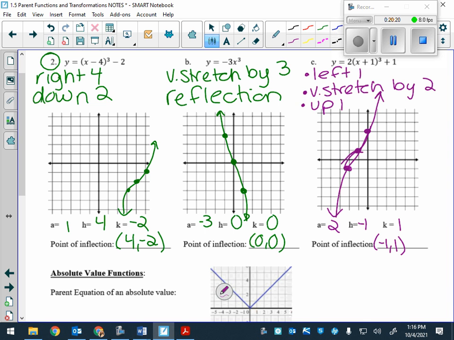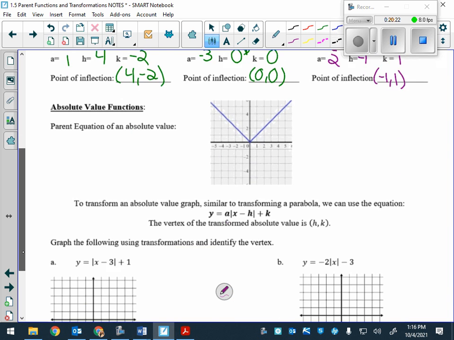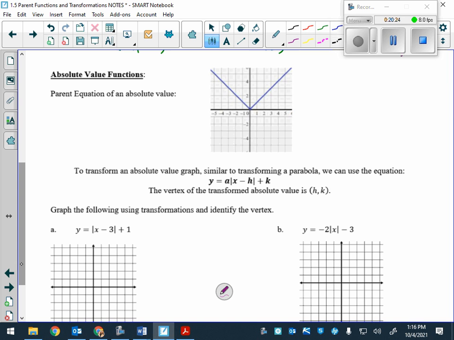Okay, the next one is very easy. The absolute value function. It's very similar to a quadratic where you have your vertex of HK. However, two things. You should graph, again, 5 points is what we're looking for. But in some cases it's off the graph, so you might only be able to do 3. So 3 to 5 points as long as you show the direction.